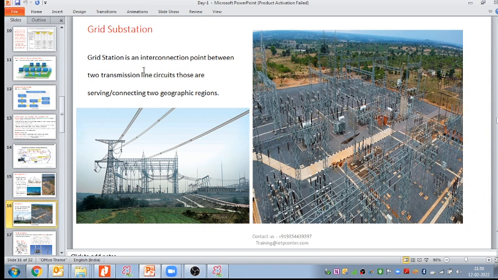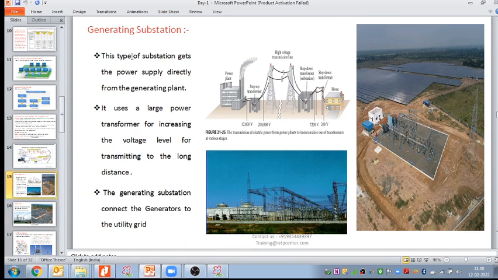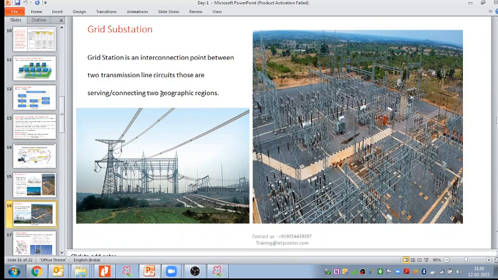Now next we have the grid substations. So this is the type of the substations we can see. Here we have the grid generating substation that is located near to the generator. Then we have the grid substation, that is, grid station is an interconnection point between two transmission line circuits, serving or connecting two different geographical regions.